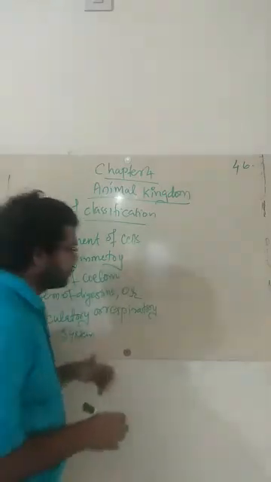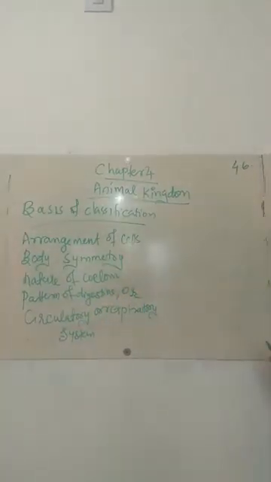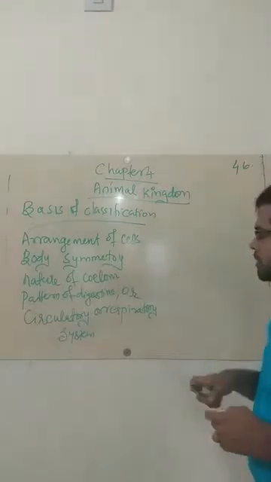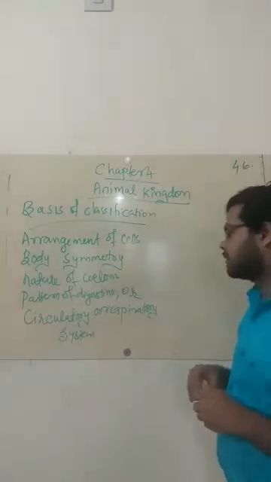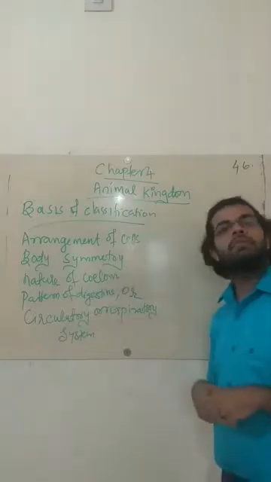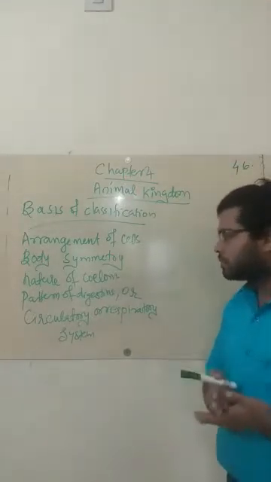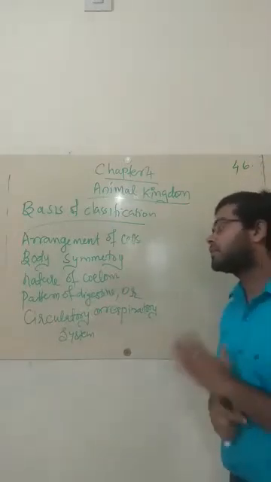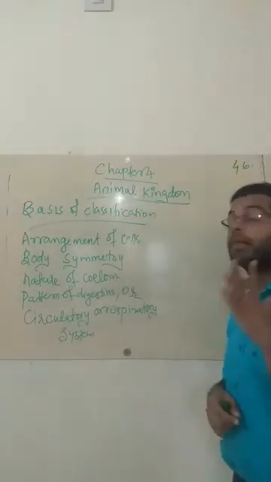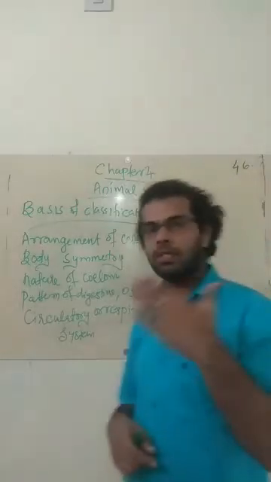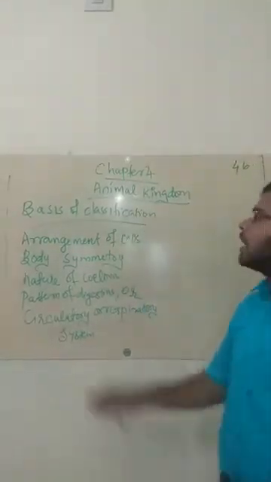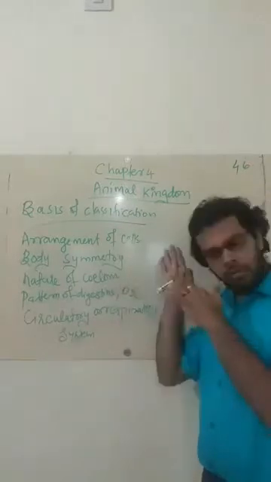So these features are the arrangement of cells, body symmetry, nature of coelom, and pattern of digestive, circulatory or respiratory system. As we know, there will be differences in the arrangement of cells, in body symmetry, in the nature of coelom, and in the pattern of digestive, circulatory or respiratory system. All of these are used to differentiate animals. So this is the most basic basis of classification. We are getting into each of them, and some of them we are discussing here.